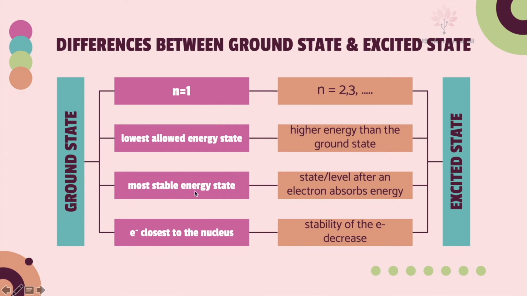Ground state is the most stable energy state because it is closest to the nucleus, while excited state is a state or level after an electron absorbs energy, meaning it's above n equal to 1. So when an electron moves above n equal to 1, it absorbs energy. An electron closest to the nucleus makes the energy state more stable, so when the electron is further from the nucleus, its stability decreases. That's for the excited state.